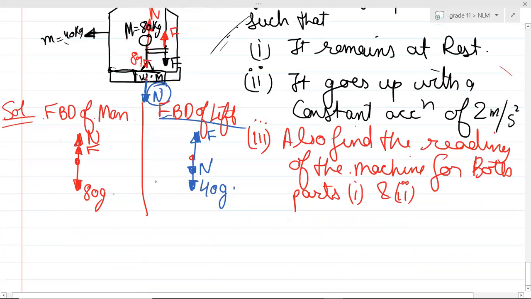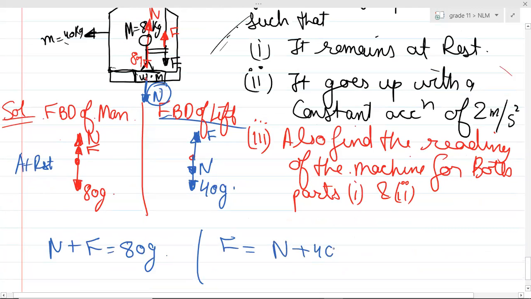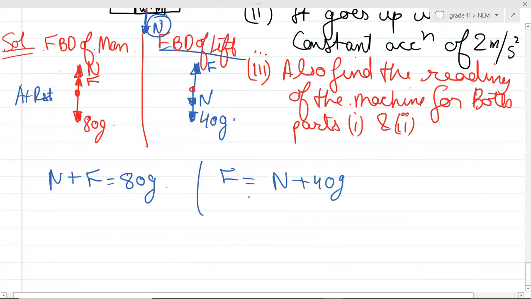So from here you get two equations. You get N plus F for this object to be at rest, N plus F should be equal to 80G, and for the lift F should be equal to N plus 40G. So basically I can solve it like, F minus N is equal to 40G. So can you see guys, F plus N is 80G and F minus N is 40G. So I think I can solve it.